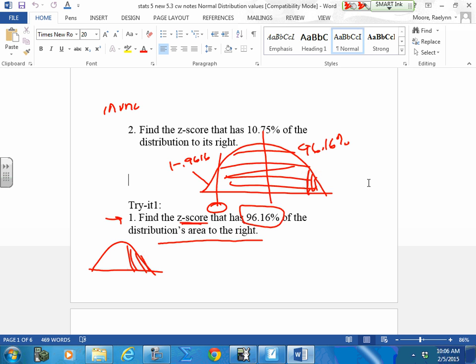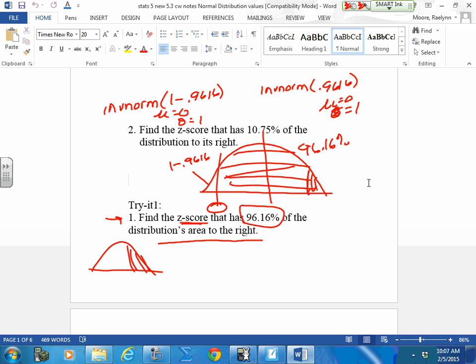So your inverse norm, if you do this first, gives you your area to the left, and you'll get a negative z-score for this. Or, if you put this in, this is why your sketch is so helpful, you get your positive z-score, but you know it has to be the negative. Make sense?